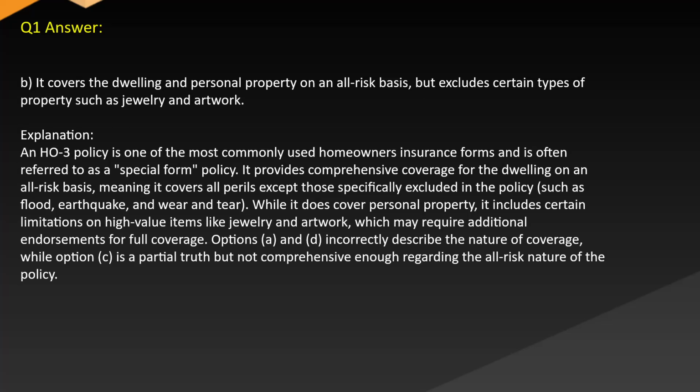Answer B. It covers the dwelling and personal property on an all-risk basis, but excludes certain types of property such as jewelry and artwork. Explanation. An HO3 policy is one of the most commonly used homeowners insurance forms and is often referred to as a special form policy. It provides comprehensive coverage for the dwelling on an all-risk basis, meaning it covers all perils except those specifically excluded in the policy, such as flood, earthquake, and wear and tear.